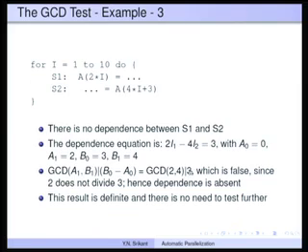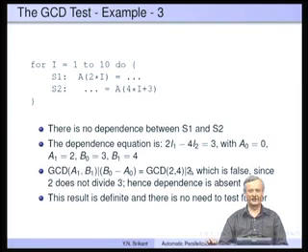So, we are going to look at the same examples with Banerjee's test, which is slightly more powerful than this, a little later. So far, the two examples we saw told us that there is dependence. Now, let us look at an example where there is no dependence.